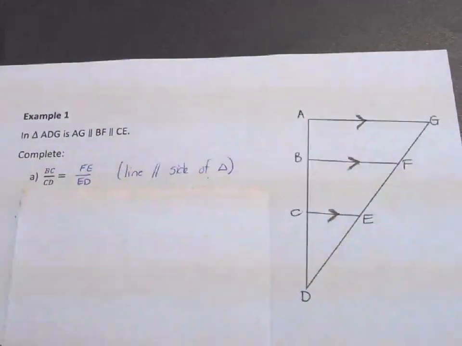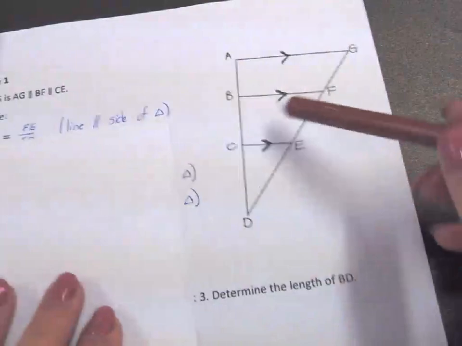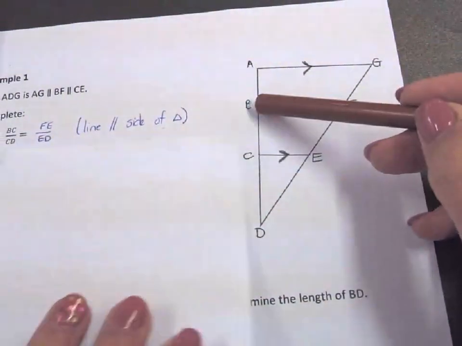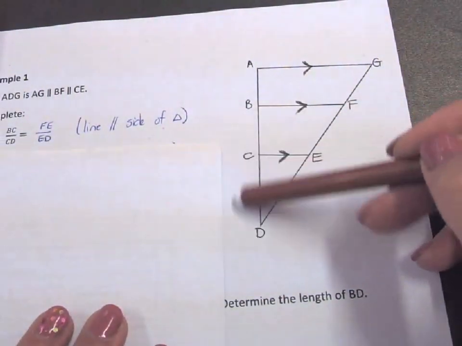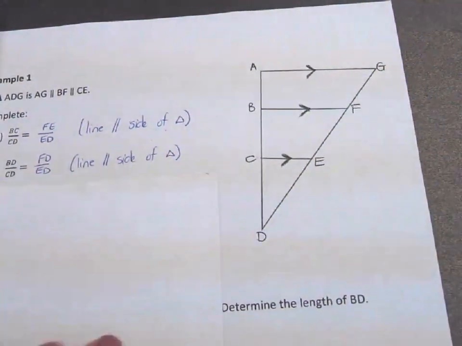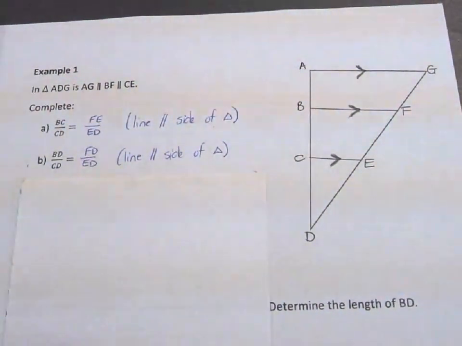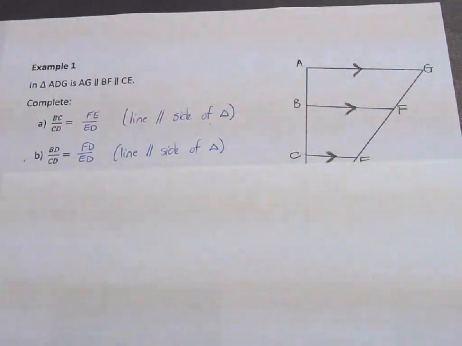Okay, the next one. What will the next one be? BD over CD. Yeah. FD over ED. Wait. Do you use maths if it's not in alphabetical order? I try to write it in alphabetical order, but sometimes I write it in the direction where it goes.